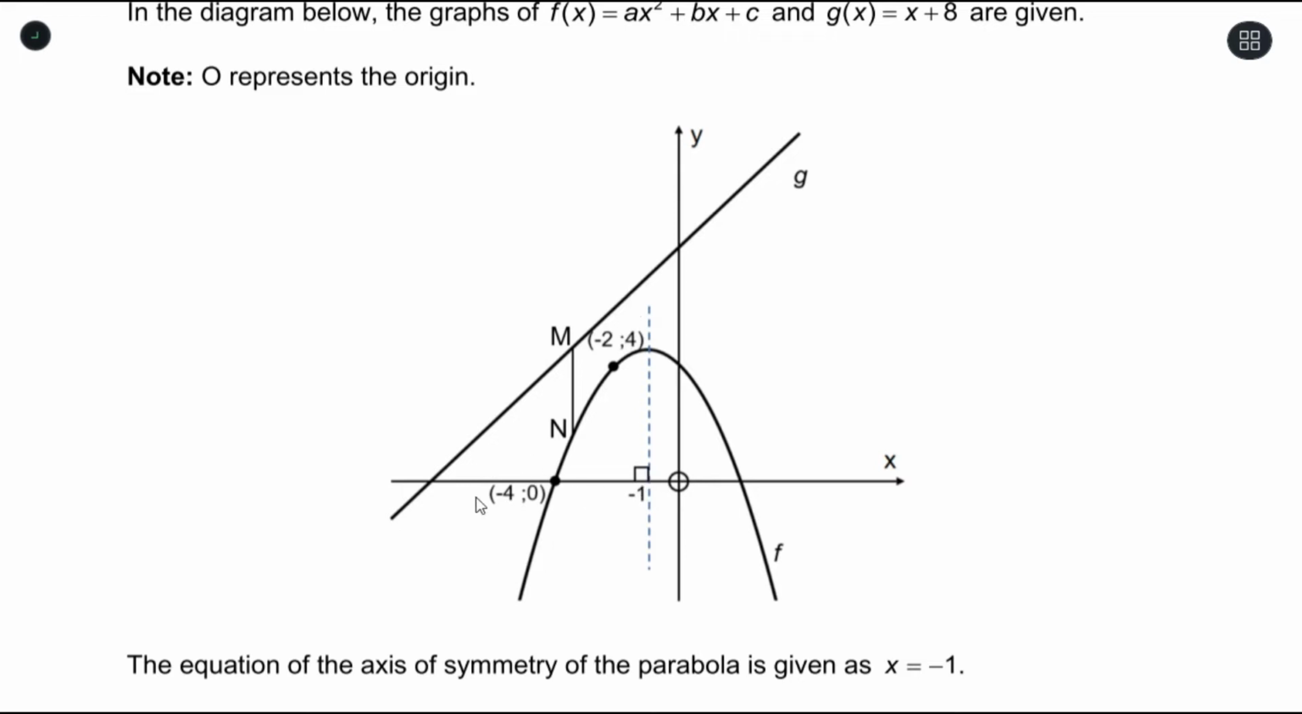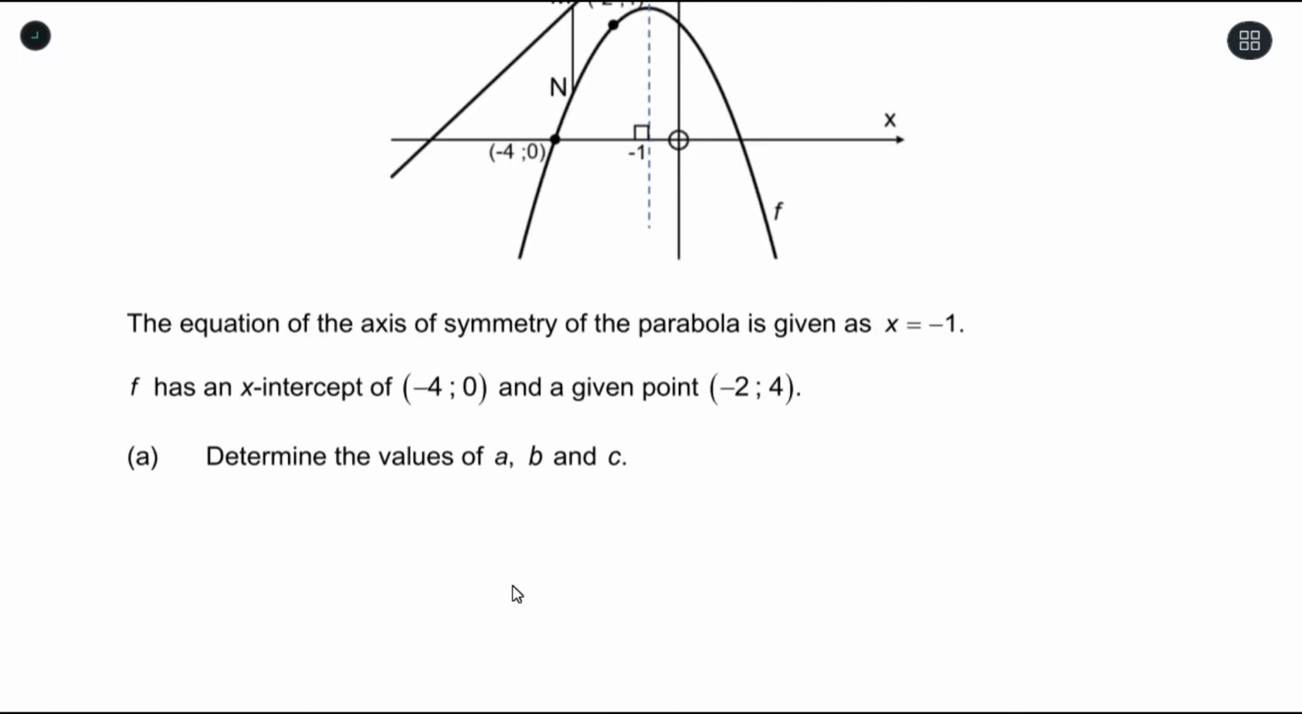We're given one of the x-intercepts for our parabola to be negative 4. We're not given the second, but I think we probably can find it. And so I think that's it. Let's get into the questions. So A says determine the values of a, b, and c.